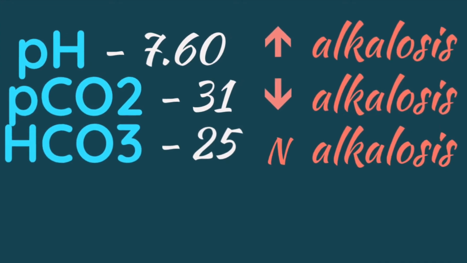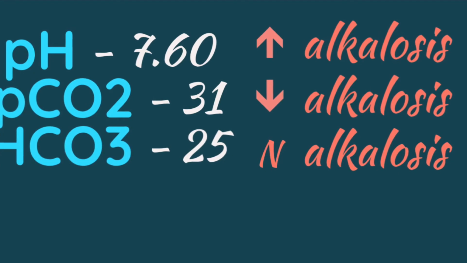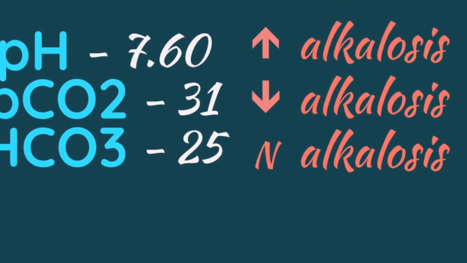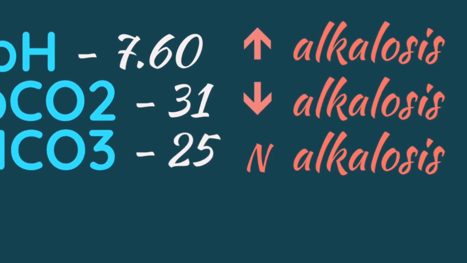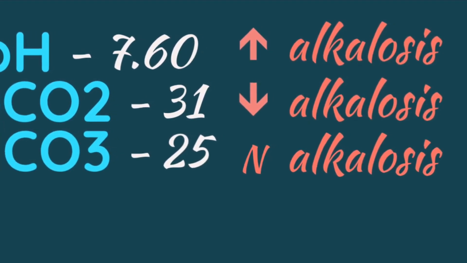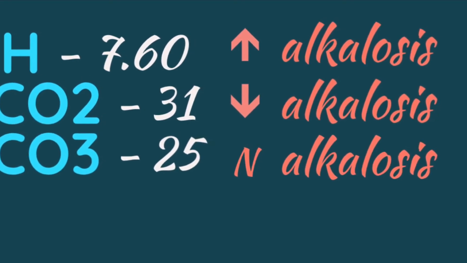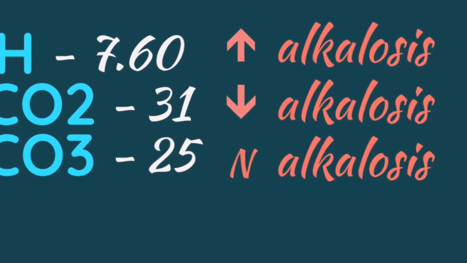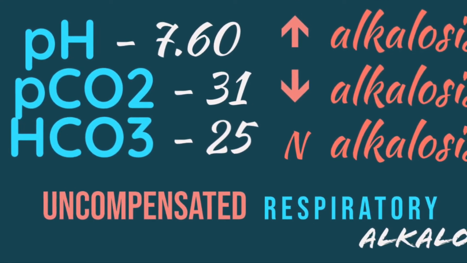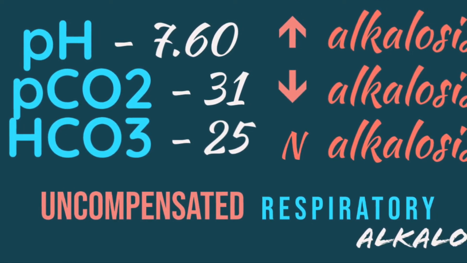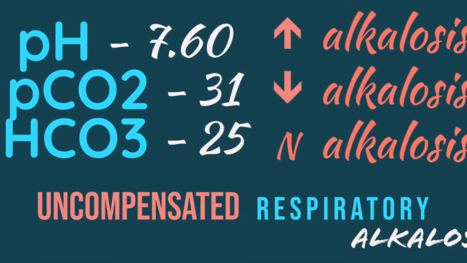Now let's see whether the given pH, carbon dioxide and bicarb indicate alkalosis or acidosis. Here the values are greater, so pH is alkalosis, carbon dioxide is lesser, so alkalosis, and bicarb level is 25, which is within the normal limit, and that is also alkalosis. Now let's check whether the condition is compensated or uncompensated. Here the pH value is 7.60, which is greater than the normal limit, so it is uncompensated.